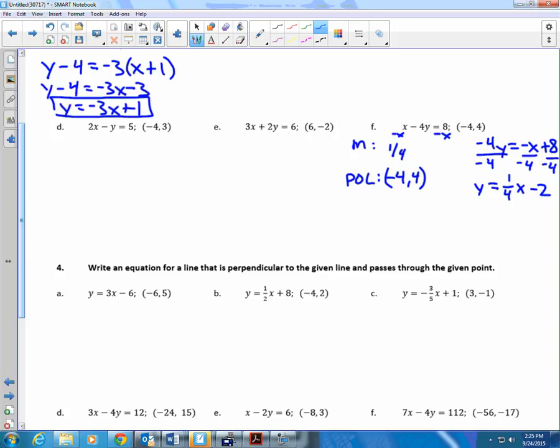Right? Set up my equation. Y minus what? 4 equals m, 1/4, times x what? Plus 4. Distribute. What's a fourth times 4? 4 times 1 is 4, divided by 4 is 1. I add the 4 to both sides.